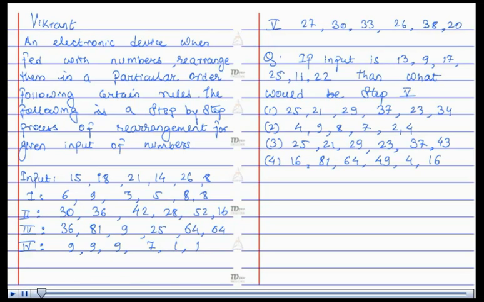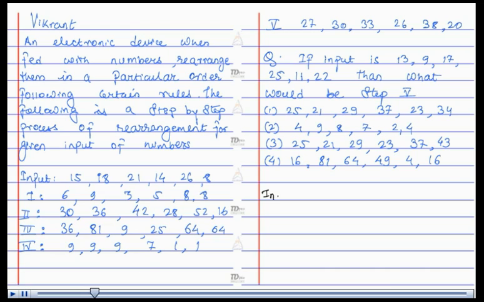Hello, I am Vikrant. An electronic device, when fed with numbers, rearranges them in a particular order, following certain rules. The following is a step-by-step process of rearrangement for the given input of numbers. The question is, if the input is 13, 9, 17, 25, 11, 22, then what would be step 5?